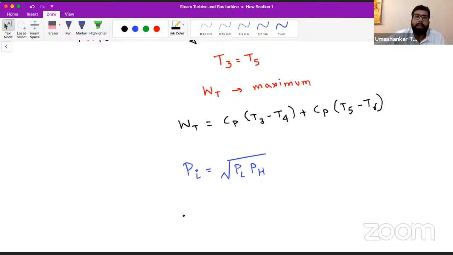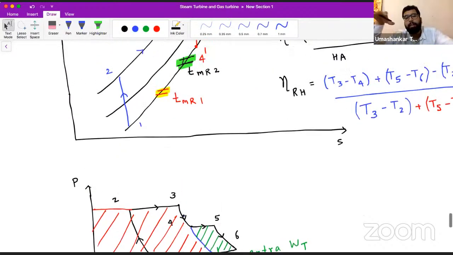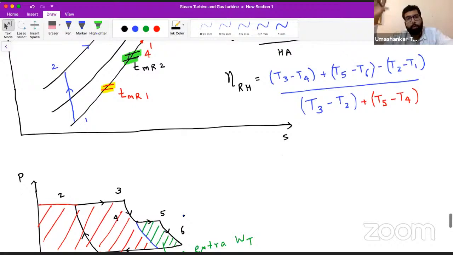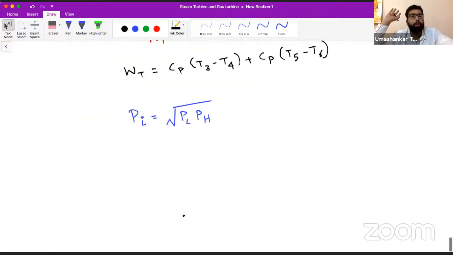Once you have your intermediate pressure, you can solve for all the temperatures, and put the values of temperature into whatever you want to find out, either turbine work, compressor work, efficiency, whatever. You can put all the temperature values into different formulas, and no formula at all you need to remember. Got my point or not?